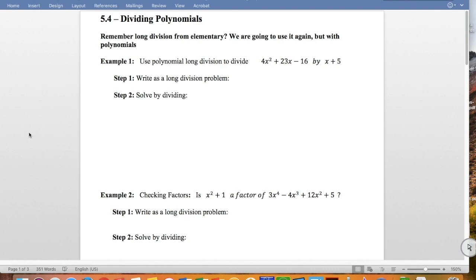So for our first example, use polynomial long division to divide 4x squared plus 23x minus 16. We're going to divide that trinomial by the binomial x plus 5. So we're going to write that as a long division problem first. You're going to take your divisor, what you're dividing by, and you are literally going to write out a long division problem like we used to in grade school.